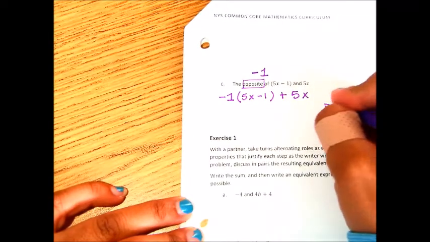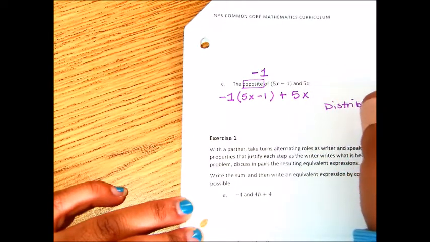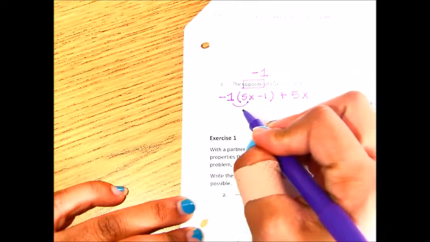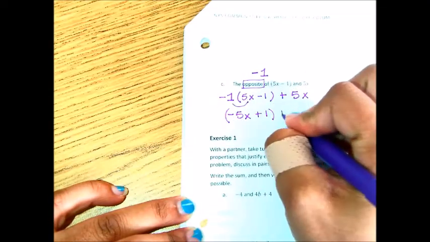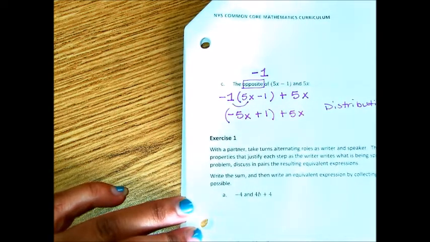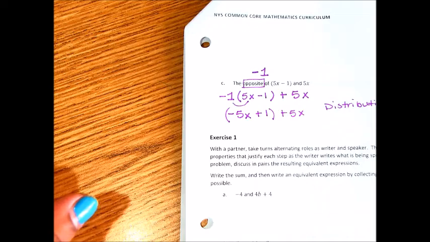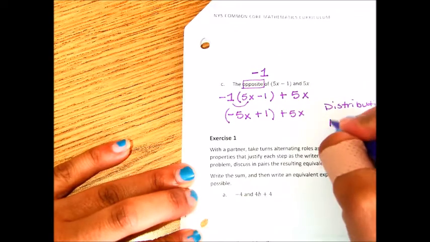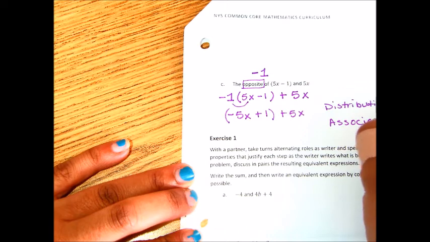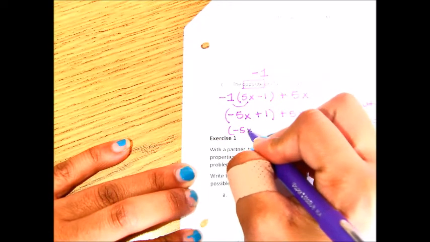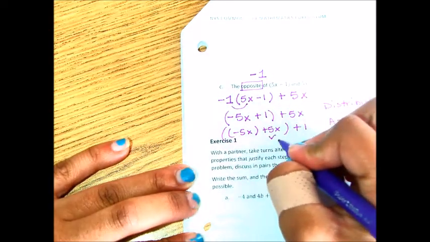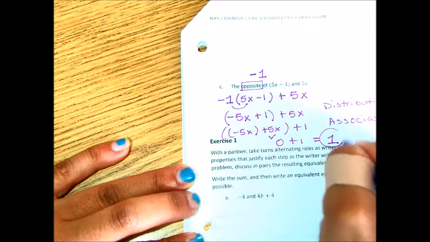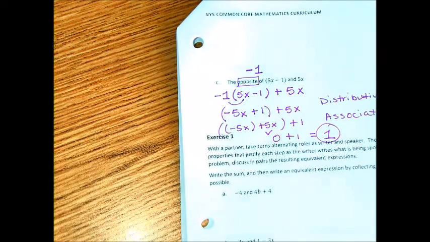Yeah, when I distribute this negative 1 inside each term in the parenthesis, a positive 5x becomes a negative 5x, and a negative 1 becomes a positive 1. So I'm going to use my parenthesis to keep that expression grouped. Which property do I want to use to bring these like terms into the same parenthesis? Yeah, I want to use the associative property. So I'm going to rewrite this expression as negative 5x plus 5x, plus 1. That's going to leave me with 0 plus 1, which equals a final answer of 1.